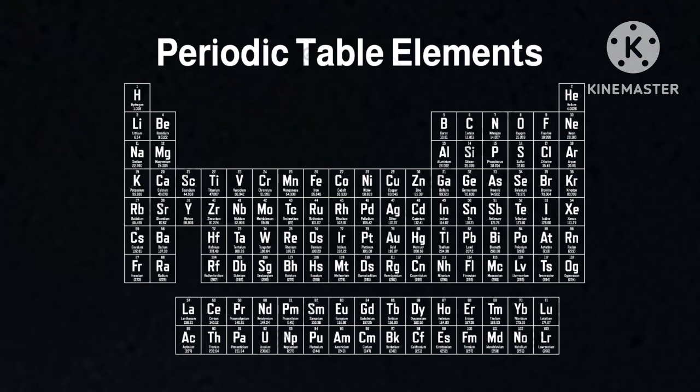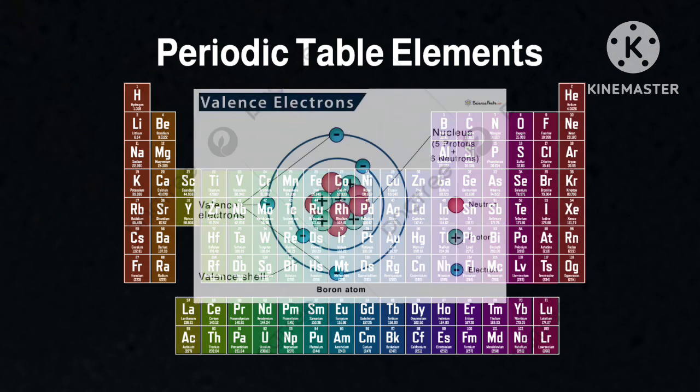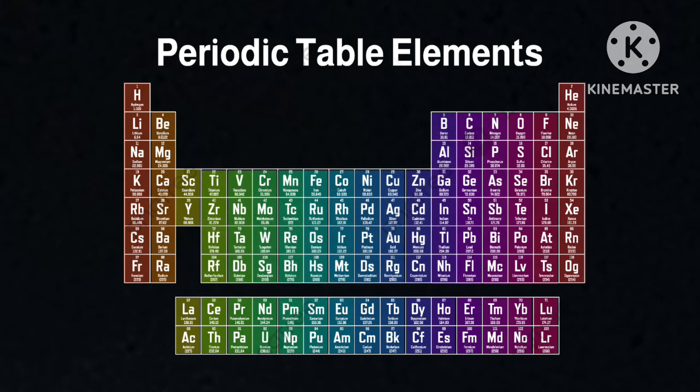And then every column is called a group. And every element in the same group has the same valence electron number or the same charge. For example, an element in group 1 would have only one valence electron. Therefore, its charge is +1. And an element in, let's say, group 5 would have 5 valence electrons. So therefore, its charge would be -3 because 8 or 0 is the desired electron number.